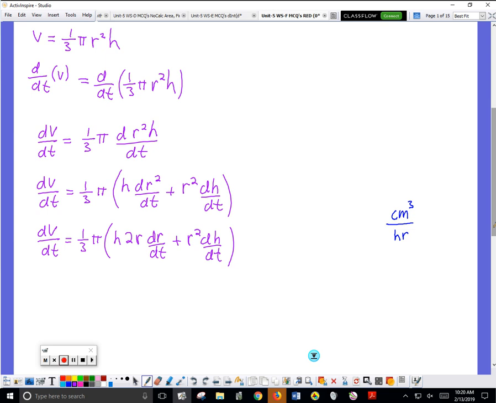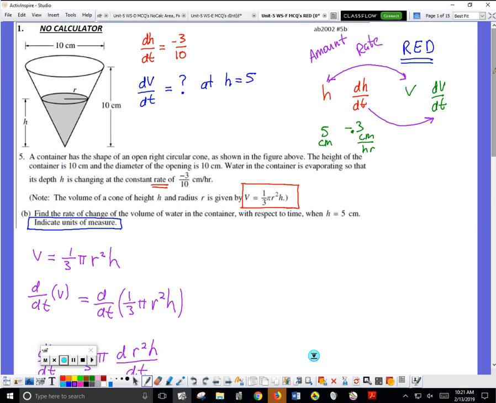We good? Awesome. So we can plug in h is 5, dh/dt is -3/10. We need to figure out r. So we go back up here. Remember I told you that a lot of related rate problems involve similar triangles. Similar triangles, very, very easy. You can see them right there. There's a big triangle. I'm drawing half the cone.